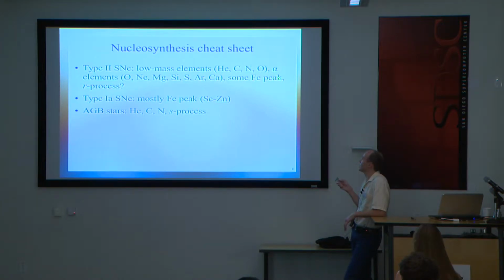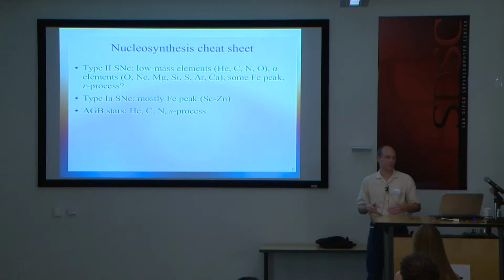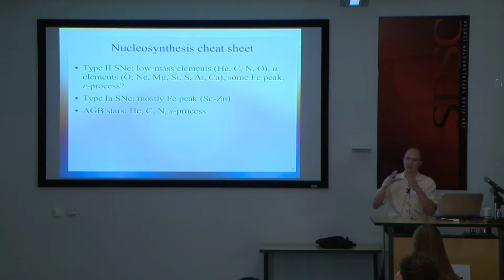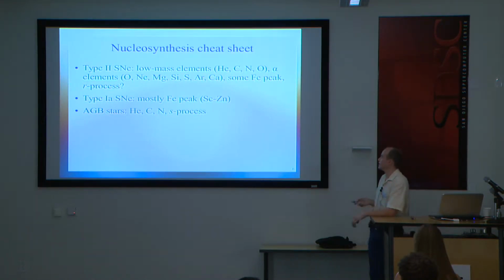They also spew out all the stuff that they made hydrostatically. So you can think of the supernova as an onion shell model with all of these hydrostatic layers on the outside and then the explosion on the inside. It's possible that these supernova also make some R process, and I'm going to leave that to Carla to explain.